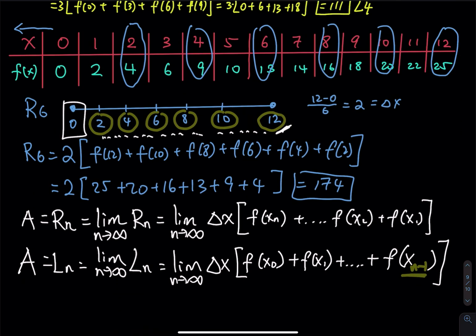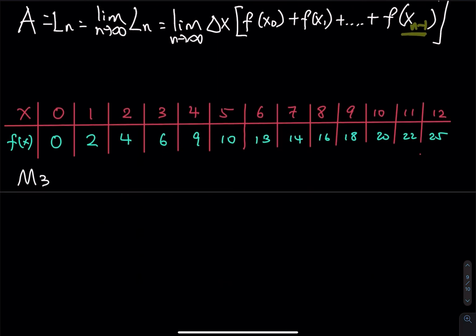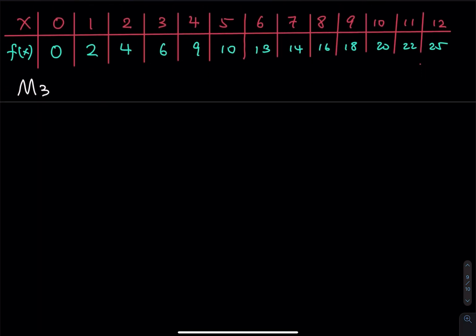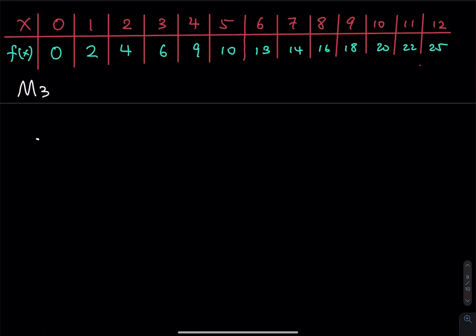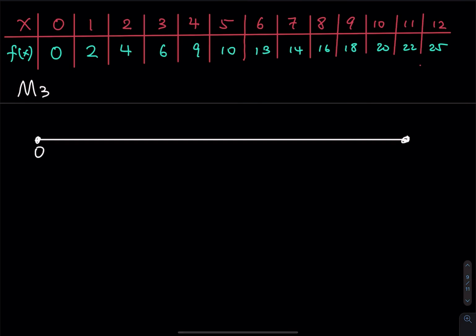So this is how we generalize the left sum and the right sum. For midpoint sum, so let's do a midpoint sum. So this is a midpoint sum M3. We have to do a line. So let's do a line. Keep the line straight from 0 to 12.